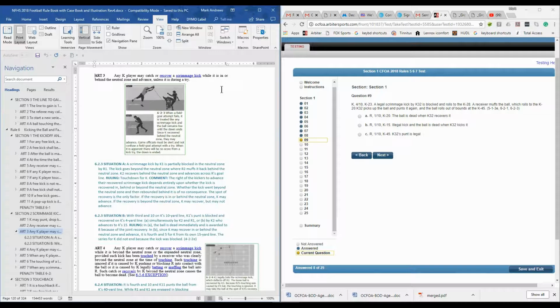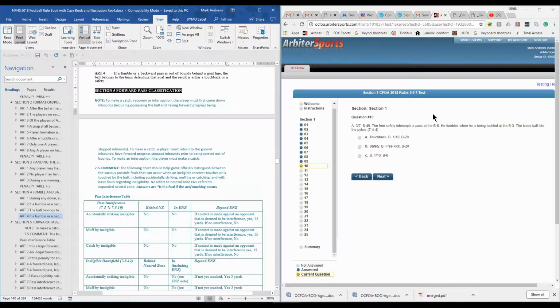Well, he can do anything he wants with it. He can run, he can pass it, or he can kick it again. So 5-13 just simply refers to where the ball is placed if it's kicked out of bounds, and it's where the ball goes out of bounds. So the answer is C. R 1st and 10 at the K45, K32's punt is legal.